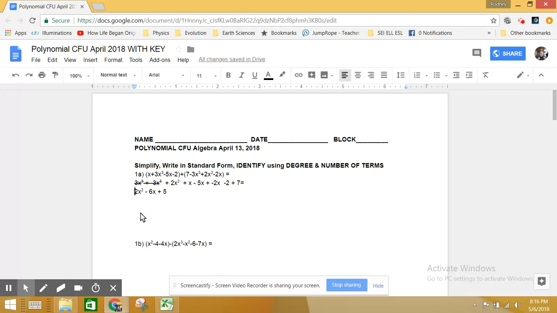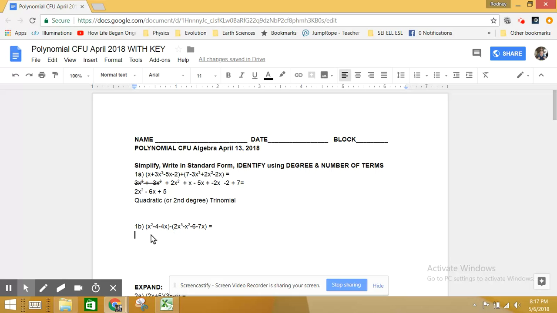The highest degree defines the polynomial by degree. So we have a second degree or quadratic polynomial. So I'll say quadratic or second degree. And then the next thing is the number of terms. We have 1, 2, 3, which makes it a trinomial. Okay, so we have solved that one. Now let's take a look at the second one. Second one is slightly trickier because we're subtracting across here.